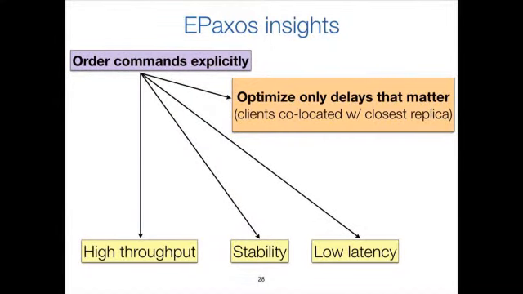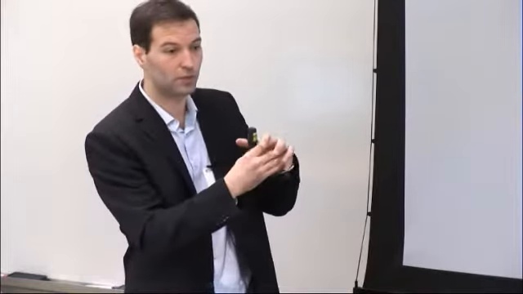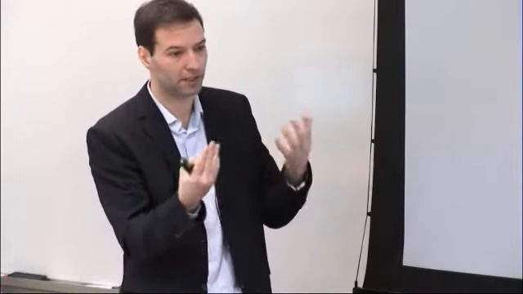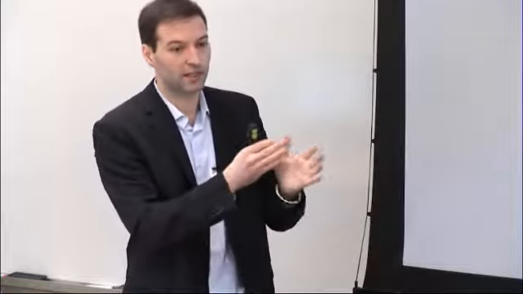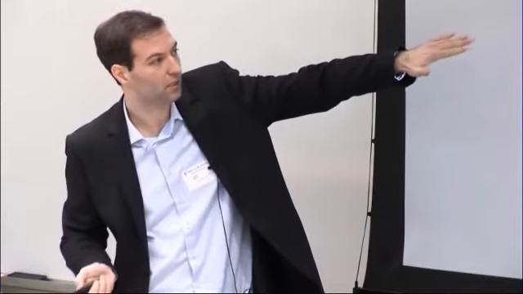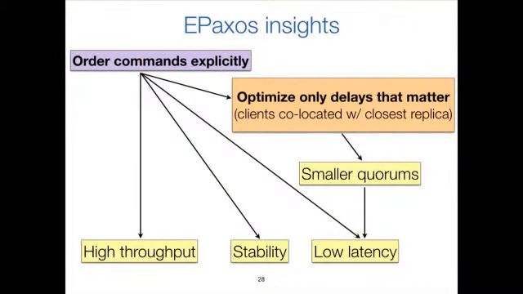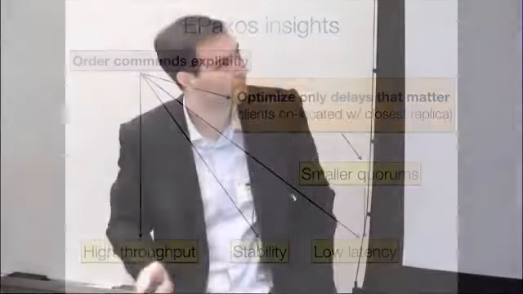Furthermore, it lets us optimize only those delays that matter. Previous Paxos variants that optimize for low latency try to do away with the first message delay between the client and the first replica. These are Fast Paxos and Generalized Paxos. Now, when we're doing wide area replication, where latency is very important, that first message delay is going to be insignificant because usually the client will be co-located with its closest replica in the same data center. So instead of focusing on doing away with that message delay, we focus on having smaller quorums, which in turn gives us lower latency because we can talk to fewer of our closest neighbors.